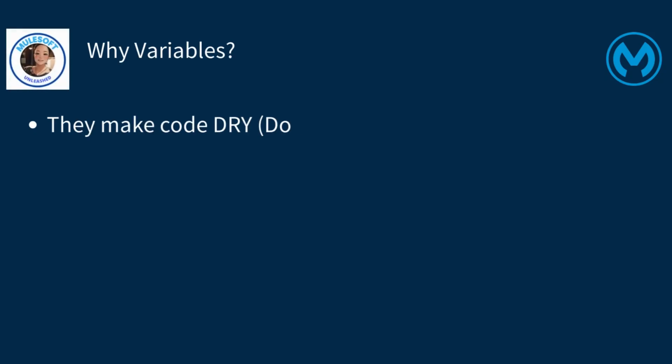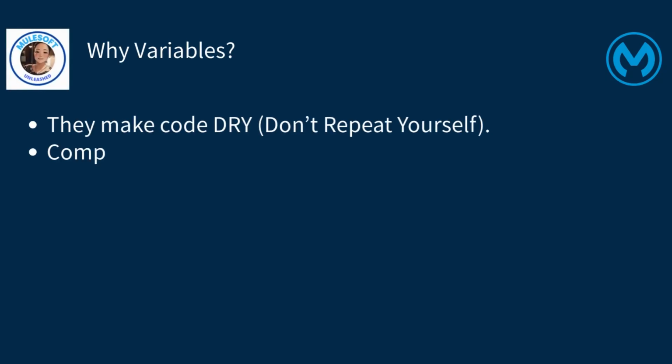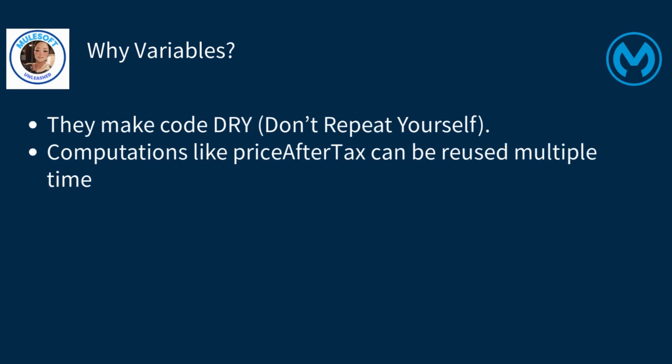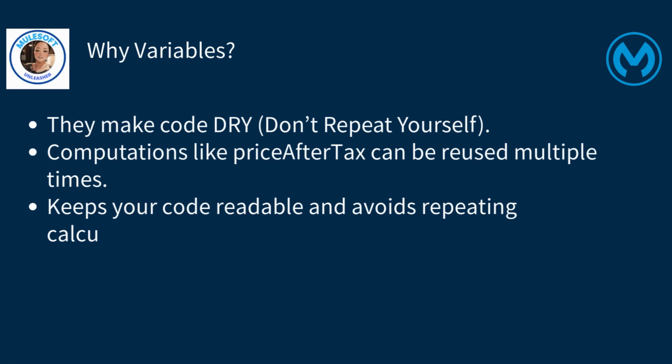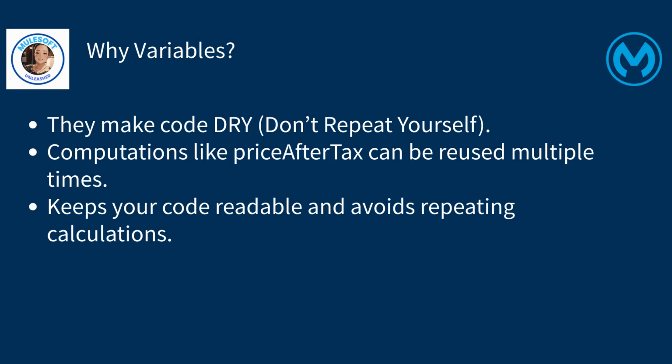You use var when you want to store a computed value and reuse it multiple times. Computations like price after tax can be reused multiple times. These variables are available throughout the body of the script. This keeps your code readable and avoids repeating calculations.